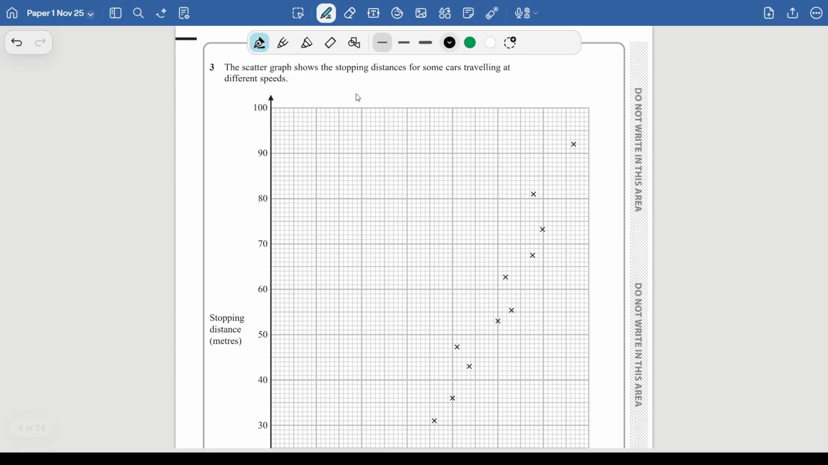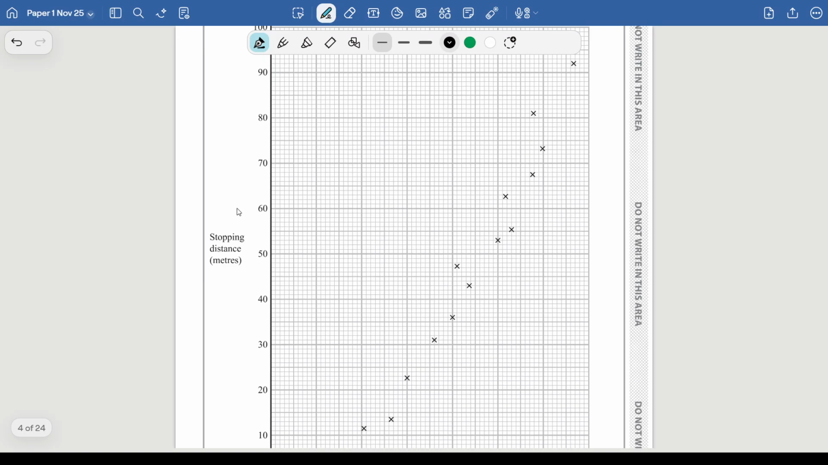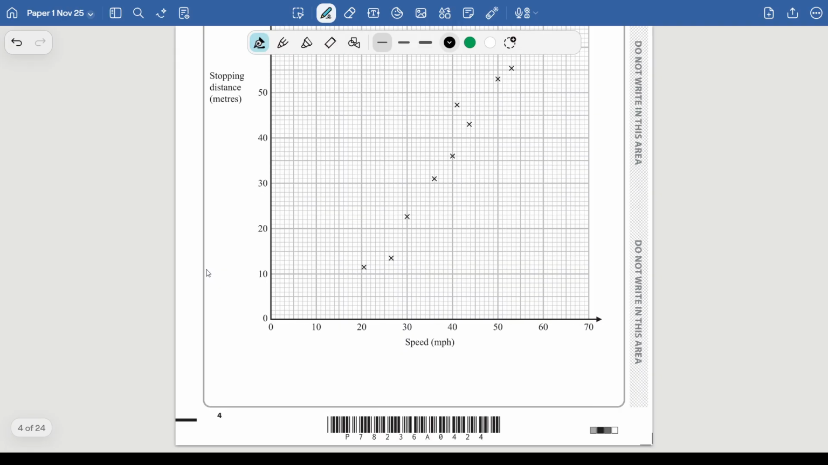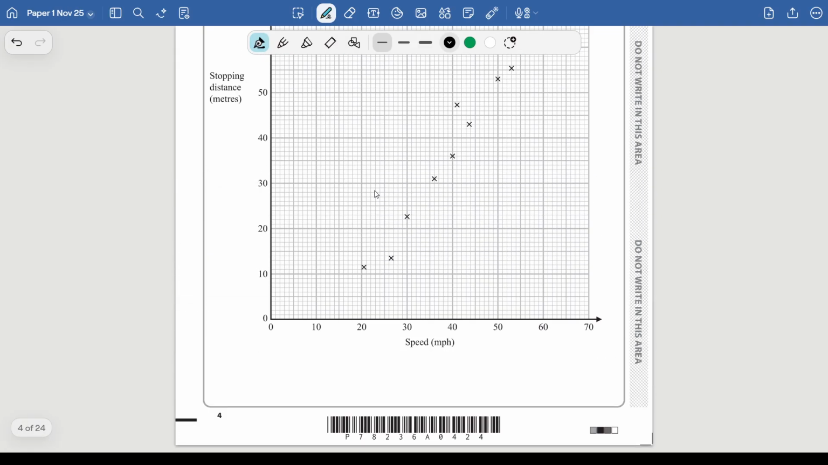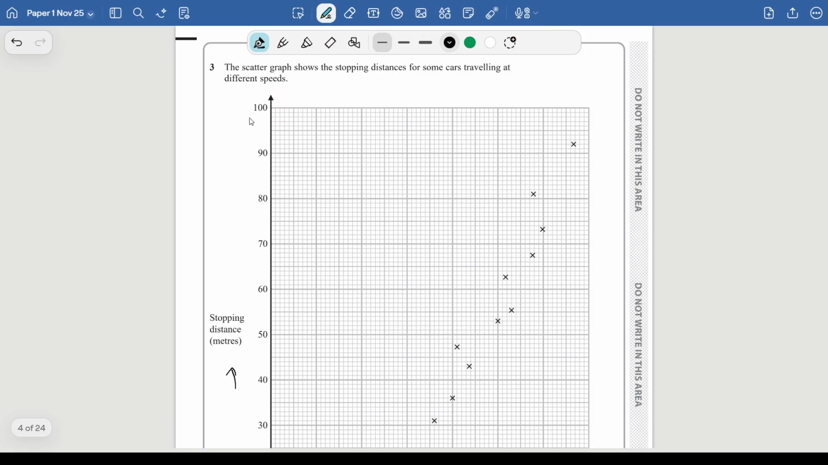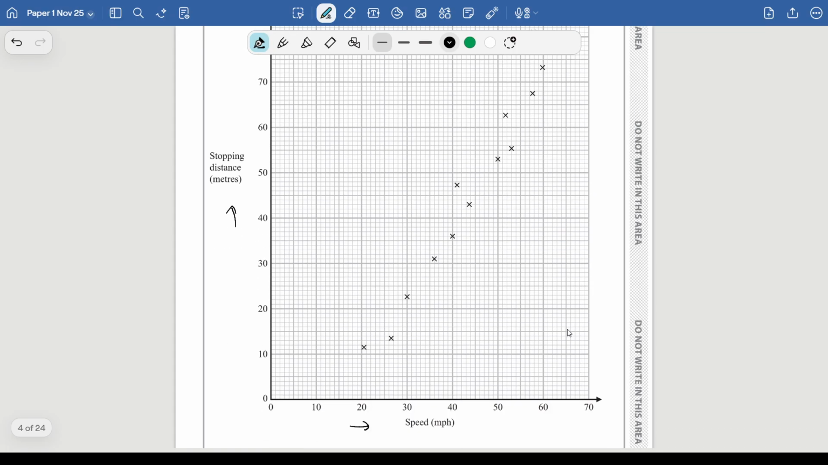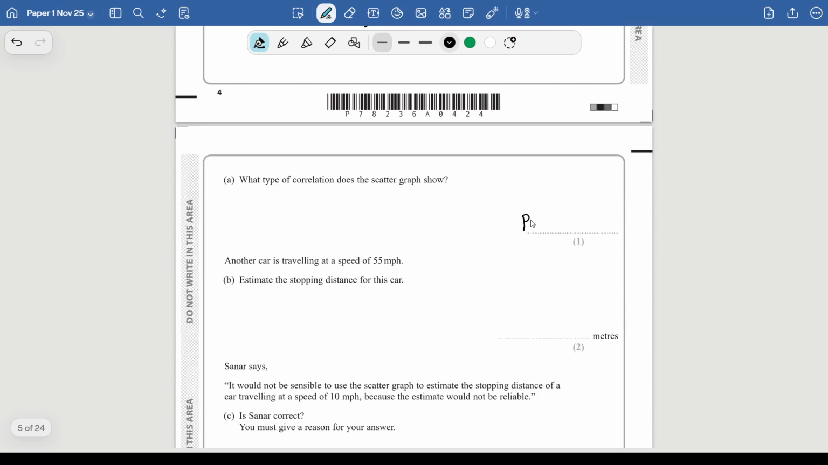The scatter graph shows the stopping distances for some cars traveling at different speeds. So we have the stopping distances on the y-axis and the speed on the x-axis. It wants you to find the correlation of this graph. So how are the variables, speed and stopping distance, related to each other? We see that as the speed increases, the stopping distance also goes up. So here we see these values are going up as the speed goes up. So it's a positive relation. So we say the correlation is positive.